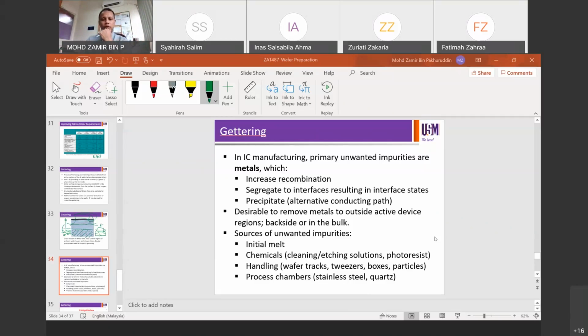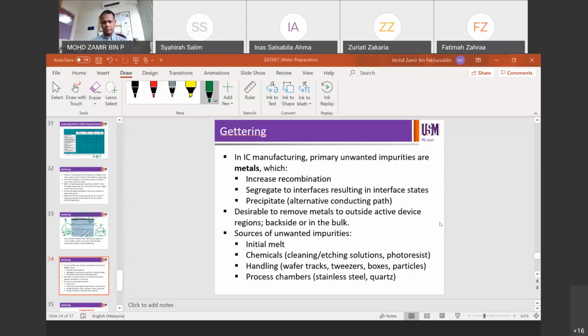Sources of unwanted impurities: it can be from the melts during the growing process, particularly if you talk about the Czochralski process, so they'll be in the melt. From chemicals, cleaning, etching solution, photoresist, in fact along the fabrication processes. Handling: it can be from wafer tracks, from tweezers while handling the wafers, from the boxes or the pods that we use to handle the wafers, because they are all stored in the pod, 25 wafers each.